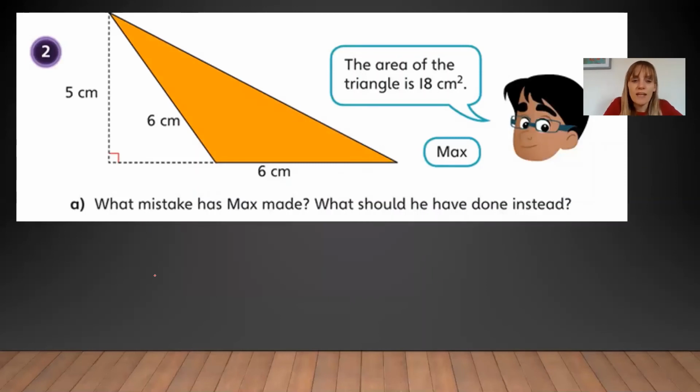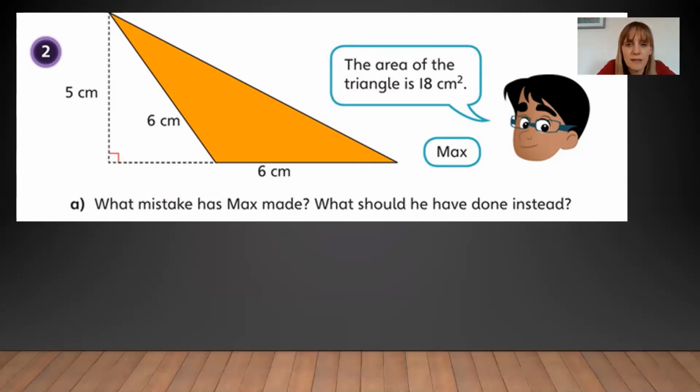All right, now this one here, this is a little bit like some of the questions you're going to be looking at today, and you've got to figure out the mistakes that have been made. Now, Max has calculated the area of this triangle, and he thinks the area is 18 centimetres squared. Now, what mistake has Max made? What should he have done instead?